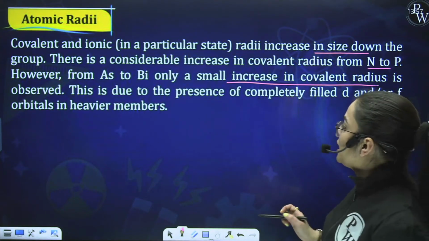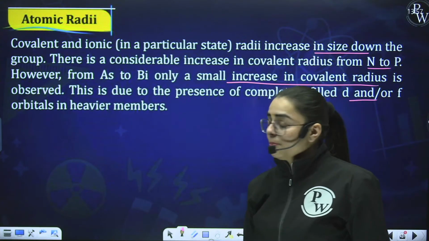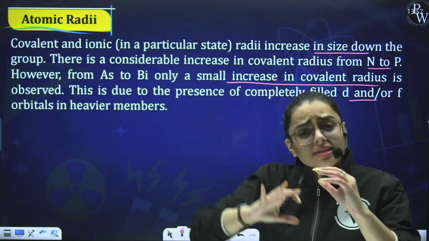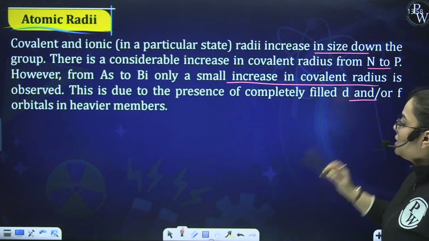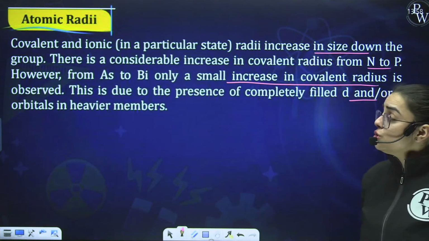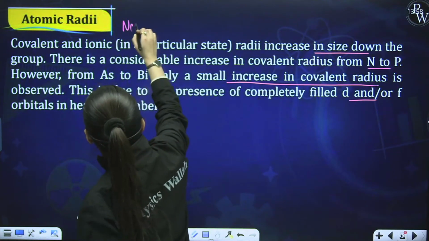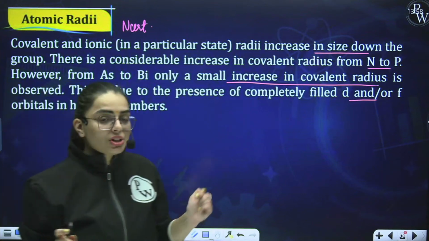Is it clear? Okay. This is due to the presence of completely filled d or f orbitals in the heavier members. Now this is explaining why from arsenic to bismuth, the atomic radius is increasing, but only very slightly. Why? Because there is a presence of d or f orbitals in them. So this was all about the atomic radius. These are the lines from your NCERT, students, which I have taken over here. This was your very first key point that you need to understand. Other than this, what can they ask you?